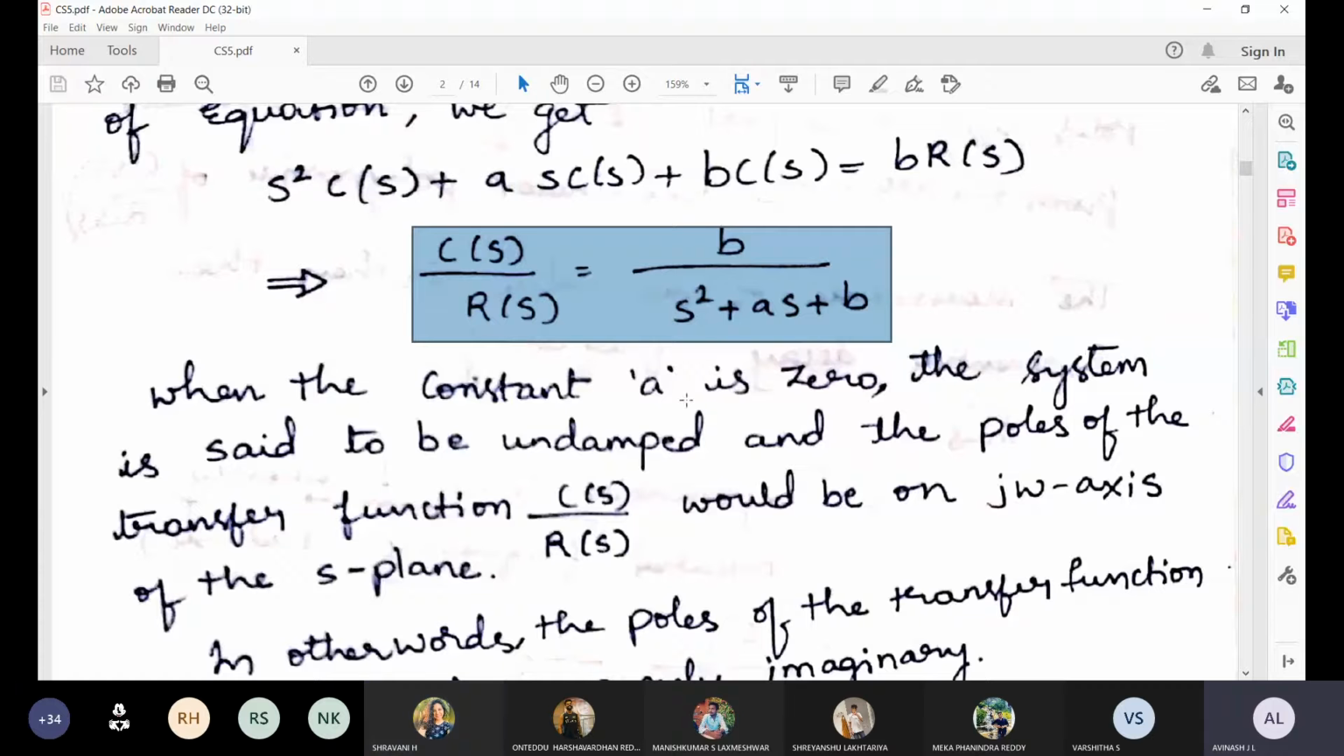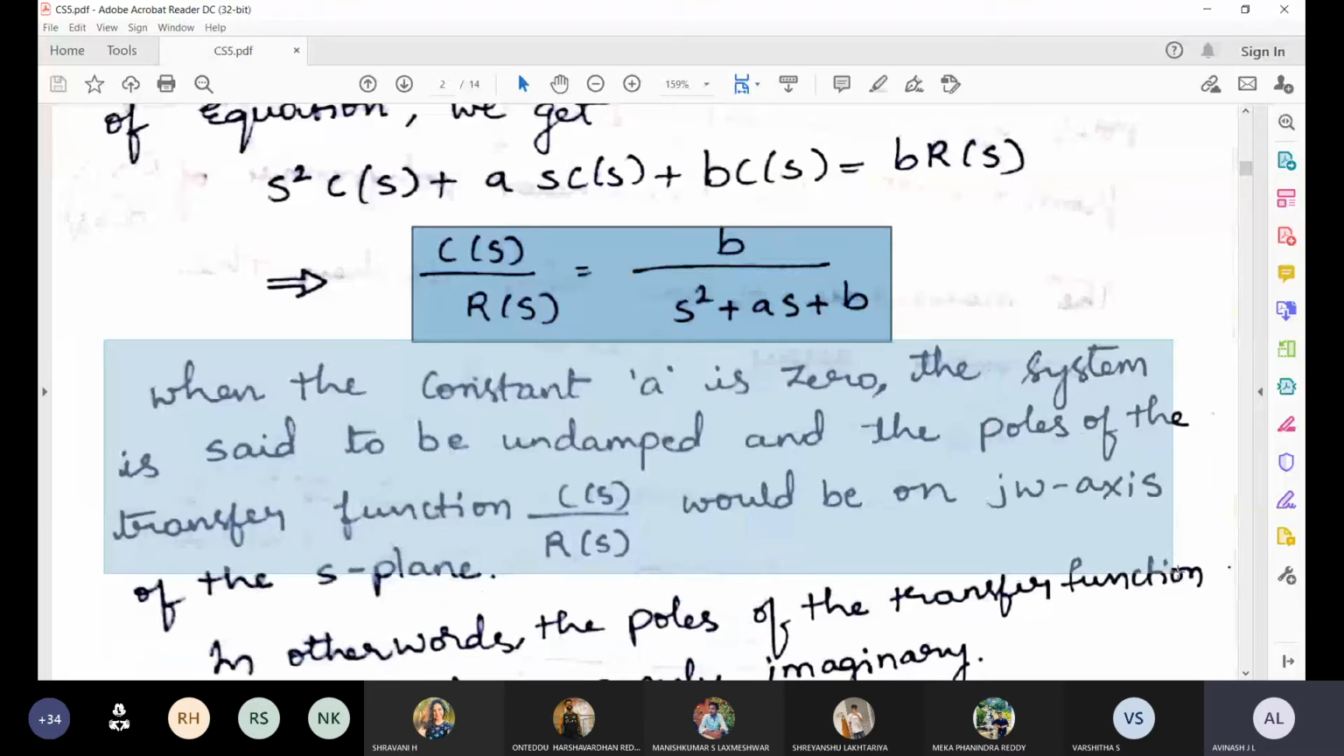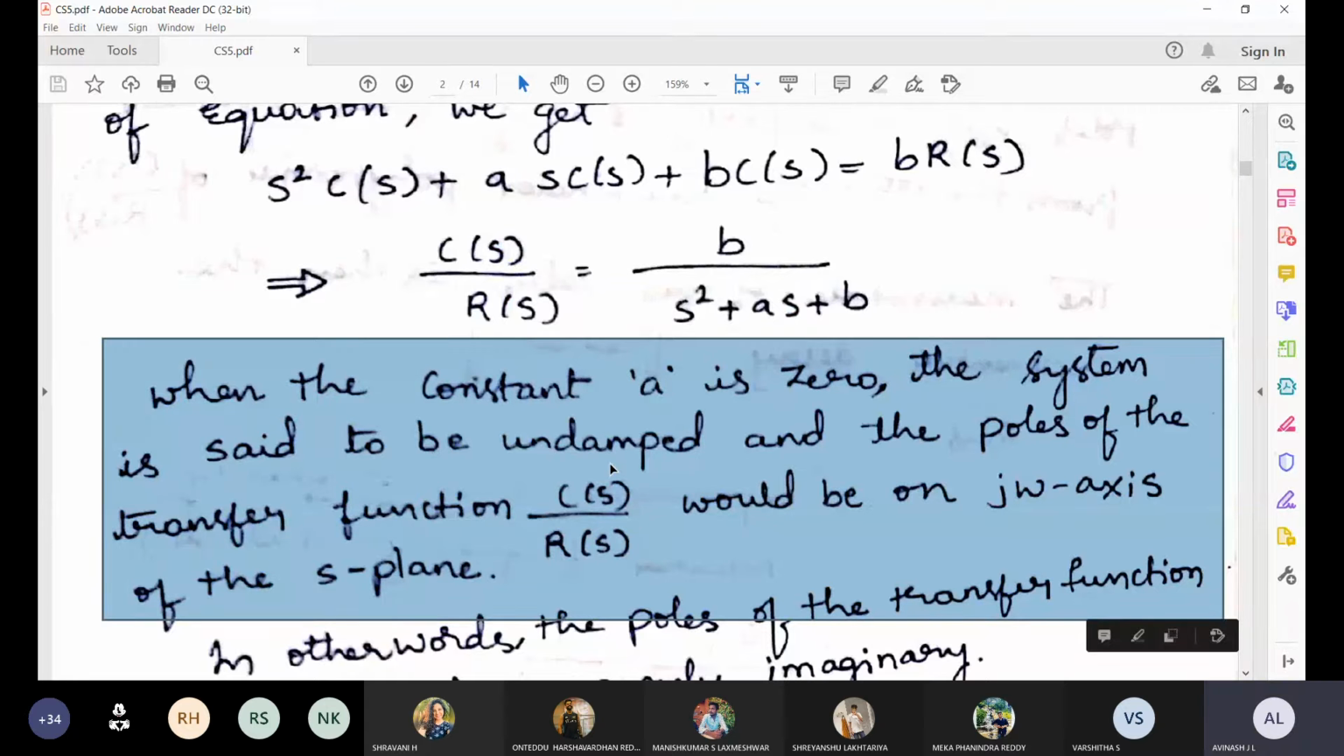So now when the constant a is 0, the system is said to be undamped and the poles of the transfer function C of s divided by R of s would be on the j omega axis of the S-plane. Fine. So this particular concept you need not worry about. When it comes to the derivation part, we will understand how it happens. For the time being, you write this down, because in many cases we may not understand at the first stretch. When we do something related to that, then we'll understand very clearly.